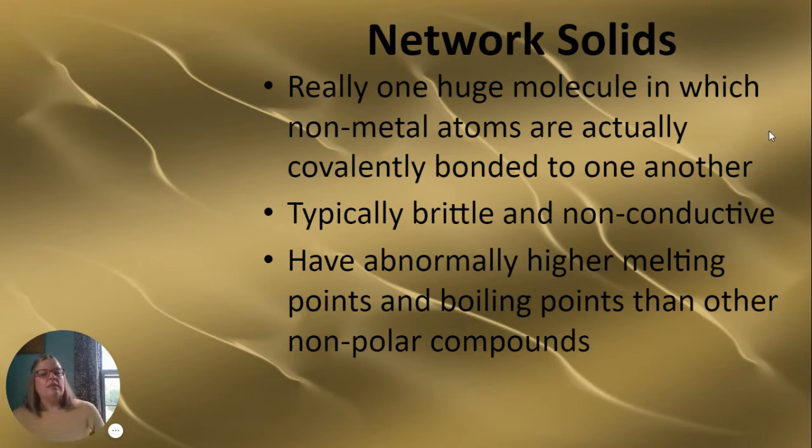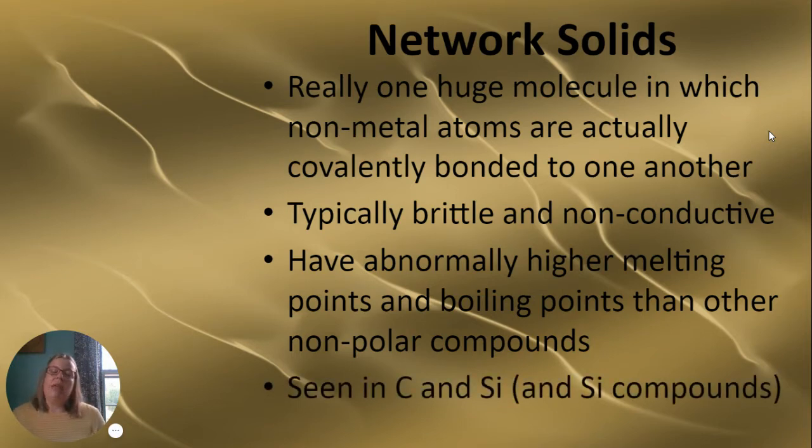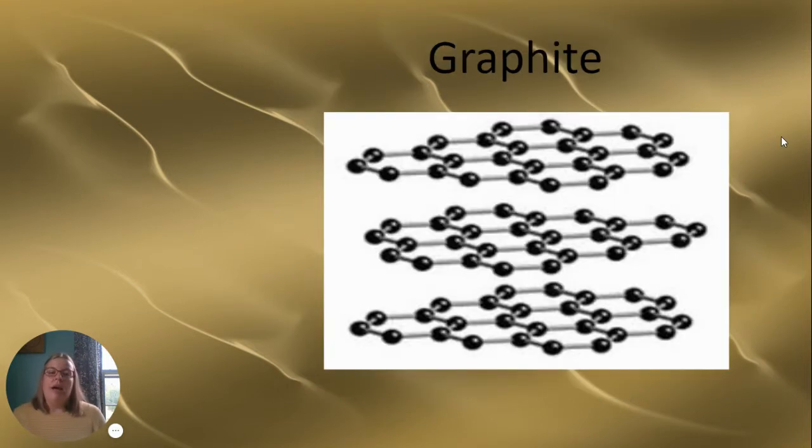Now, network solids are unique, and you tend to see them in carbon and silicon compounds, or in carbon and silicon itself. So one example of this is going to be graphite.